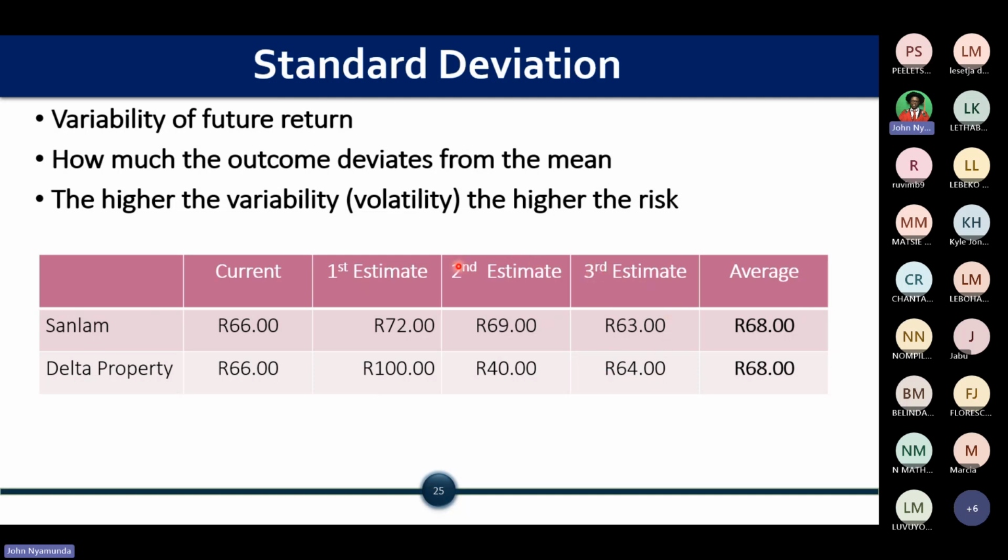So the question is, which share has a higher unsureness or higher variability from expected outcome? If we are told that our expected outcome, our average for all these, is still 68 for both of them, which one? Let's put it in the chat. Sanlam or Delta? Let's go, ladies and gentlemen. Which one is more variable, or which one is safer?